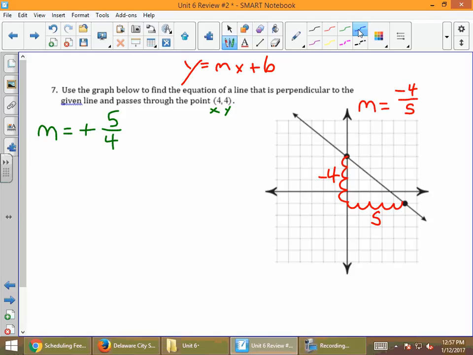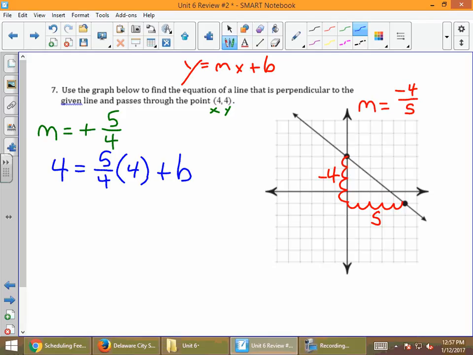So y is 4, which is equal to a slope of 5/4 times x, x being 4 again, plus b. So that's what we're trying to do. Those together, that's the formula. The only variable we have is b, so when we solve this, we'll get b.